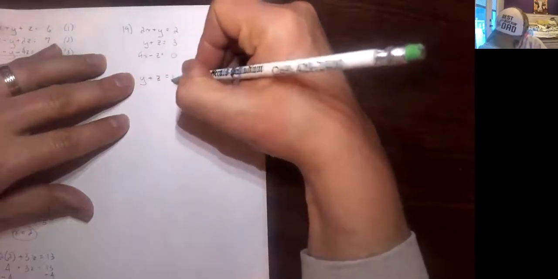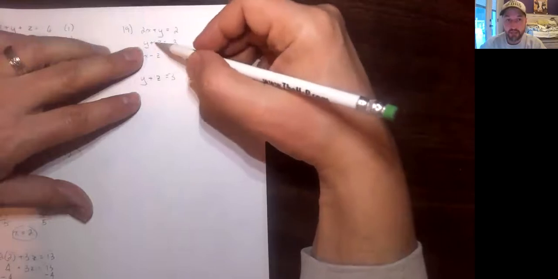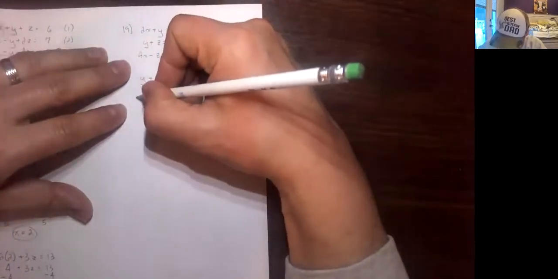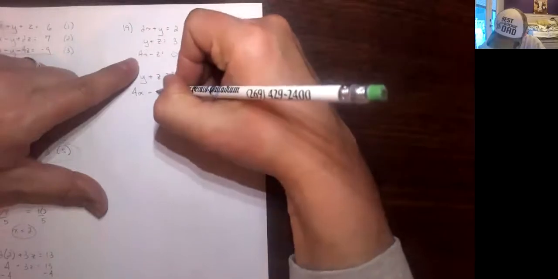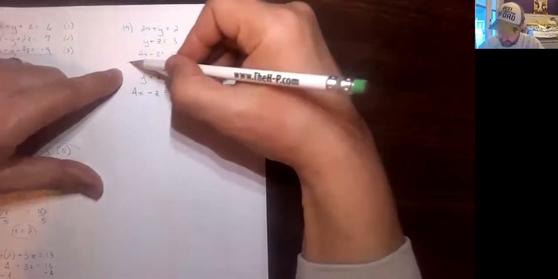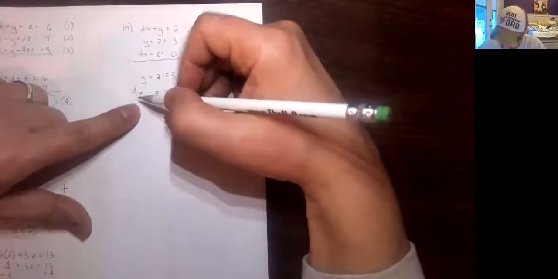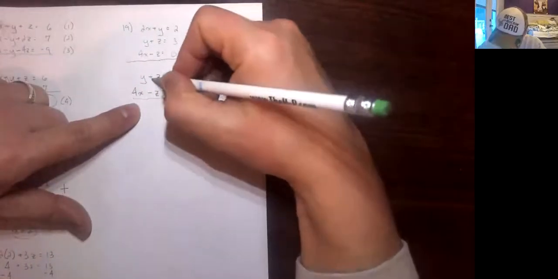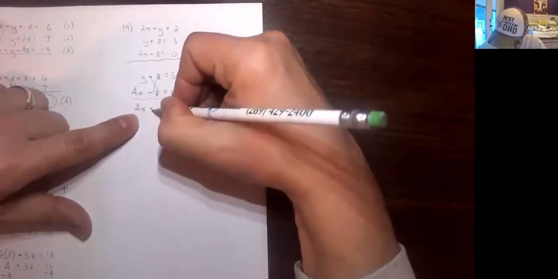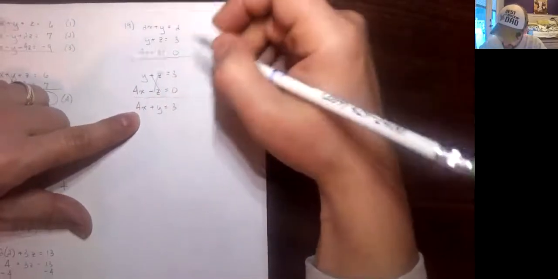I'm going to take number 2, Y plus Z equals 3. I'm simply going to add it to number 3, 4x minus Z equals 0. Because when I do that, my Z's go away and I have 4x plus Y equals 3.